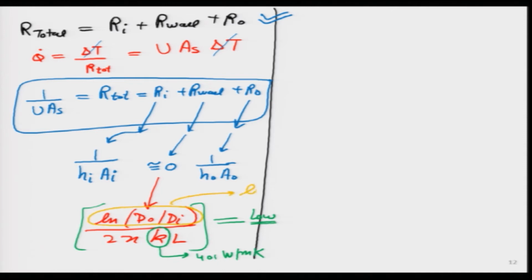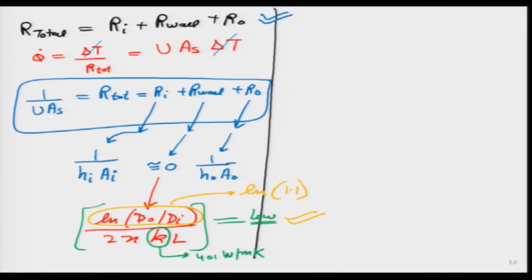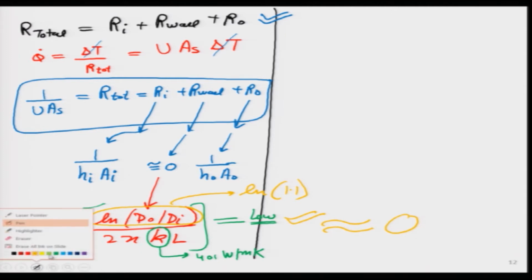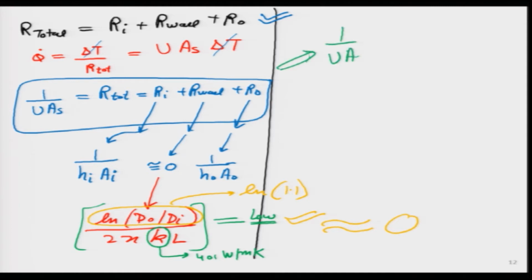So, it will be log of something like 1.1. You remember log 1 is 0, so log of 1.1 will be very close to 0, it will be 0.something. So, this whole thing we can say is low, or I can say it is very close to 0, which means this whole thing, if I add it together from here, 1 upon U I can simply write as 1 upon hi Ai plus ho Ao.